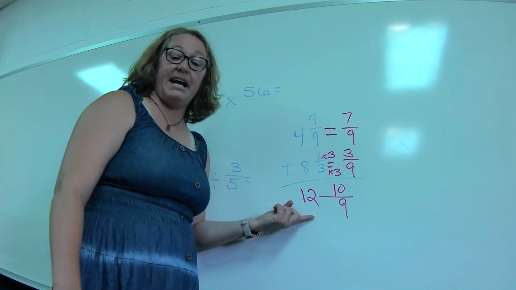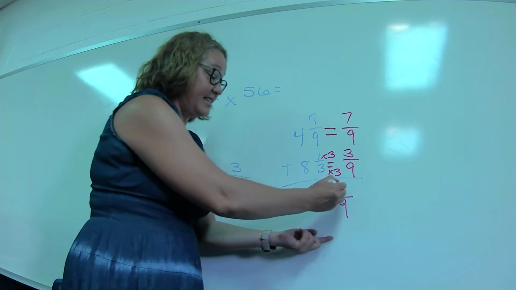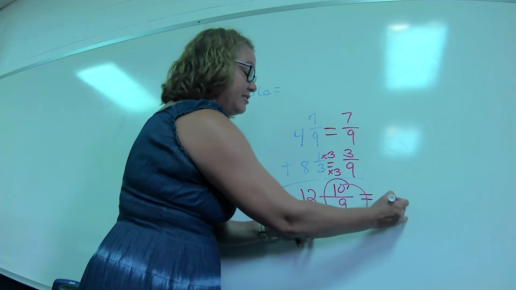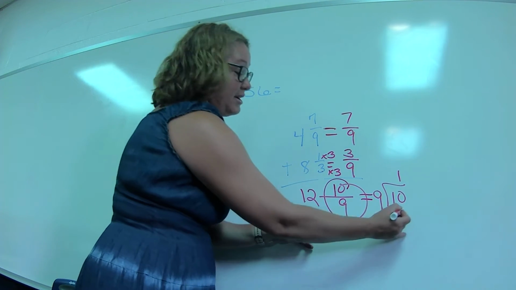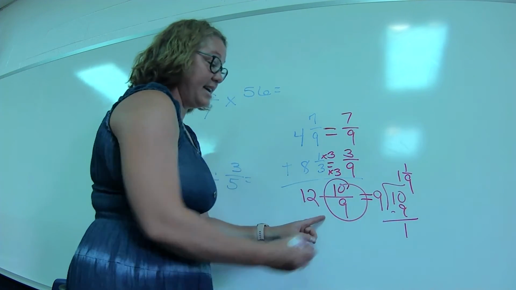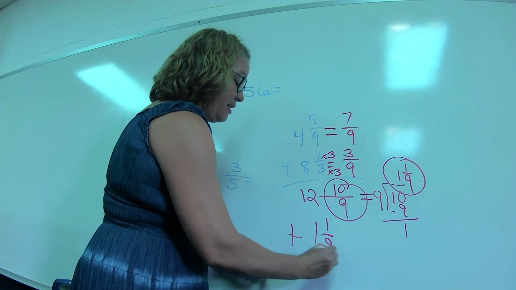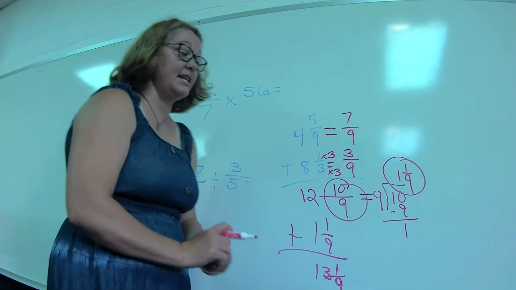Now, can I leave my answer 12 and 10/9? No, you're right, because this is an improper fraction. So I must change this. So 10 divided by 9. 9 goes into 10 one time. I get 1 and 1/9, so I take this and add it to my 12. My final answer is 13 and 1/9.